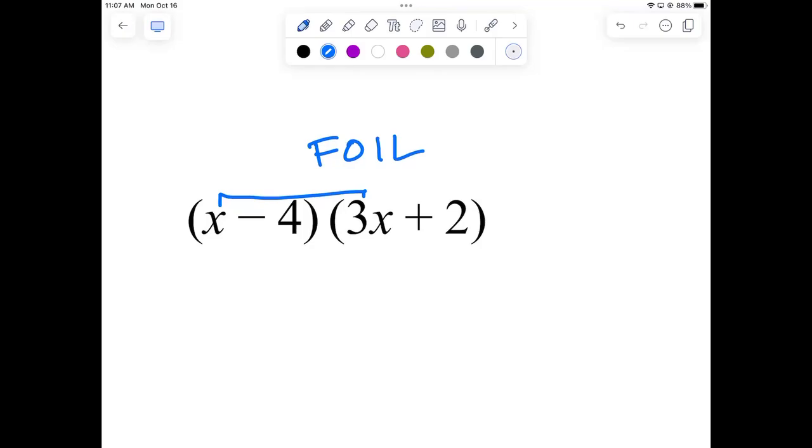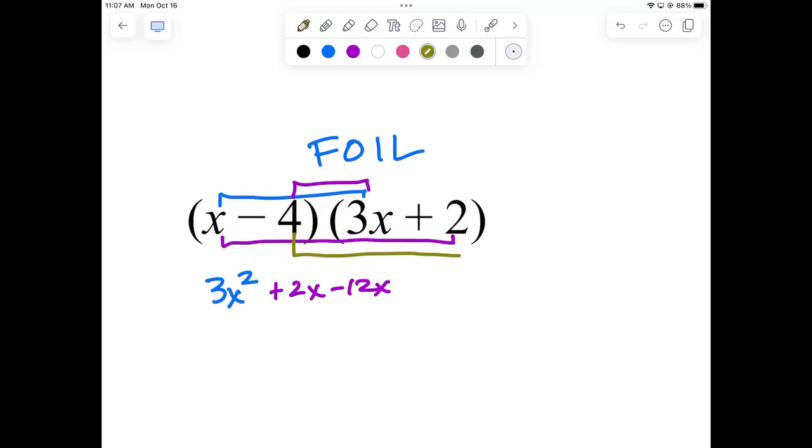X times 3x. Those are the first ones in each factor. That's going to be a 3x². The outer is going to be x times 2, which is 2x. And the inner is -4 times 3x, which is -12x. Those are important later on. And then the last is -4 times 2, which is -8.